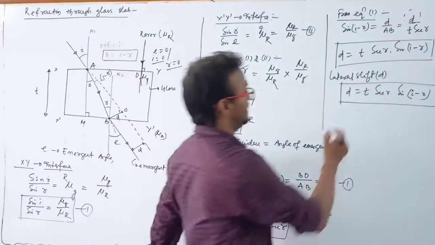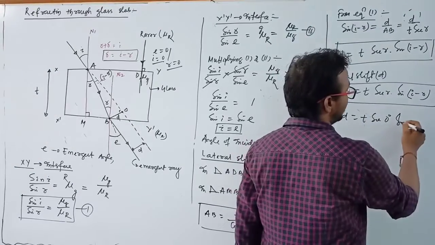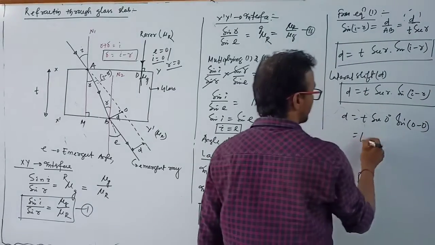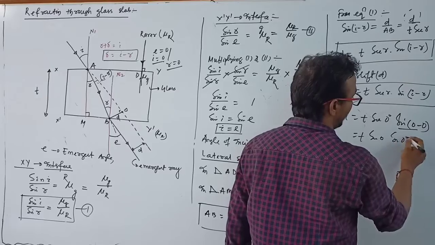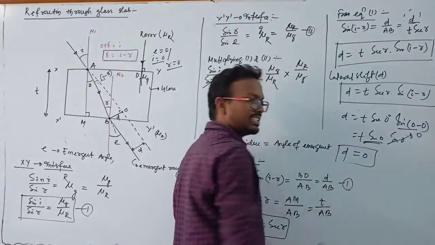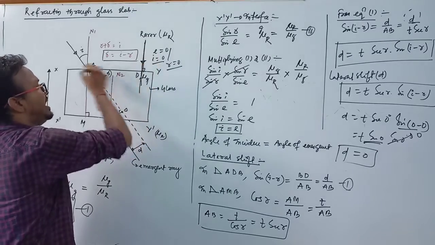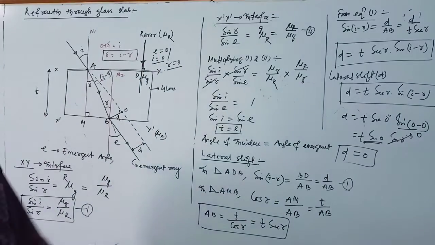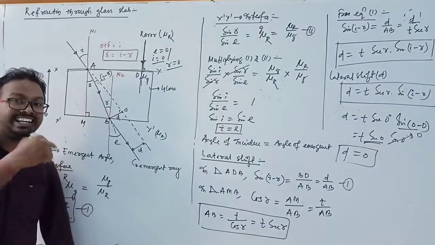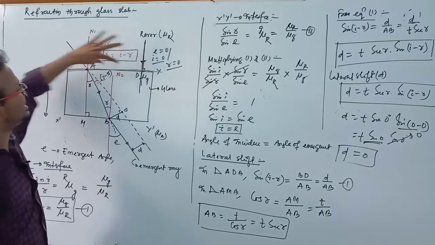If you use this relation, then D equals T sec r, with r equal to 0 degree, and sin(i minus r) is also sin(0 minus 0), so D equals T sec 0 into sin 0. The value of sin 0 is 0, and 0 into something equals 0, so D equals 0. This means there is no lateral displacement when the ray of light is incident normally on the interface. So this is the general expression for determining lateral displacement when the ray of light is incident at any angle on this interface.